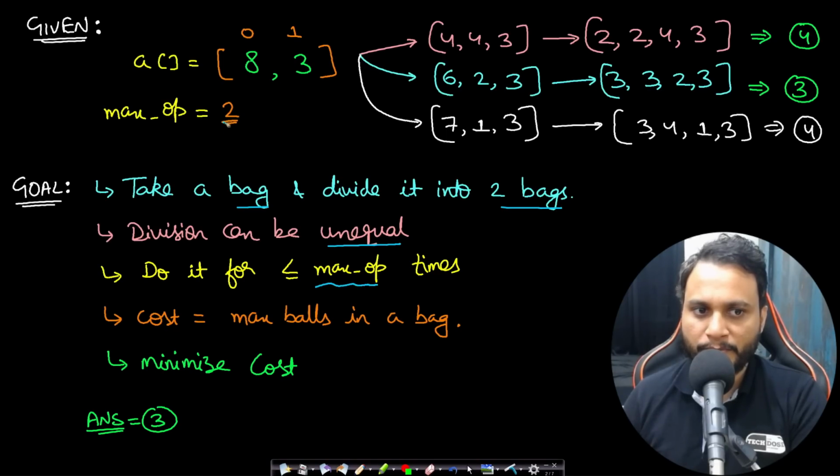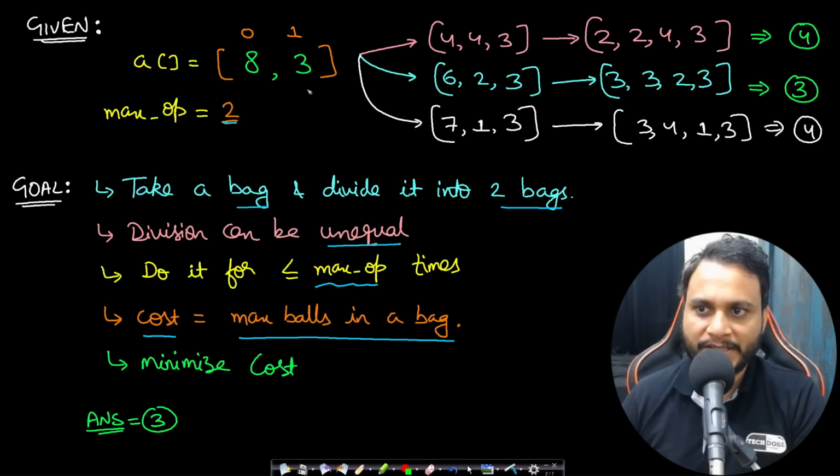So even though maxOperations is mentioned as 2, we can do it 0 times, or 1 time, or 2 times. It does not mean that we will be using all the operations, but we should not exceed this number of operations. After all the operations are done, the cost will be equal to the maximum balls in a bag. So after the entire division, we can just iterate through the entire list, get the maximum value and return it. So we need to minimize this cost.